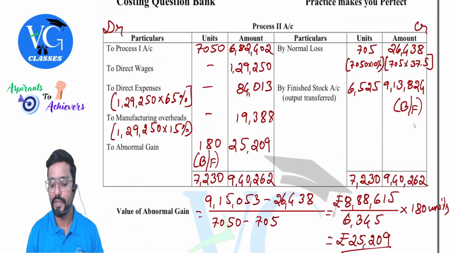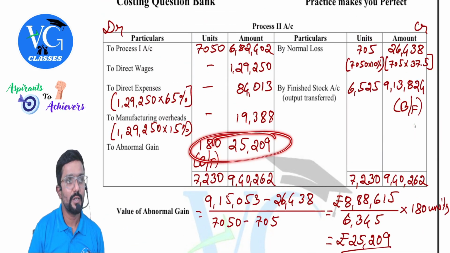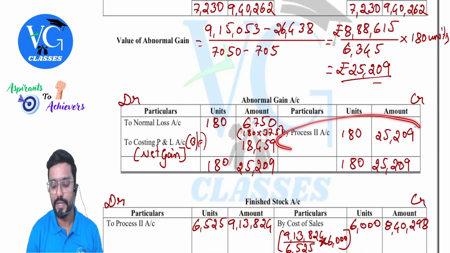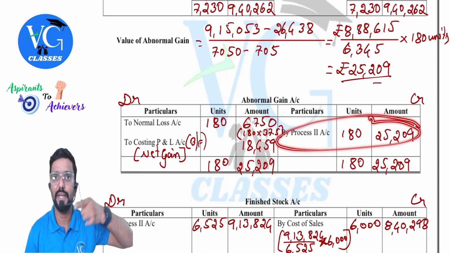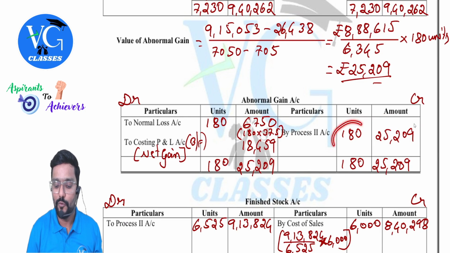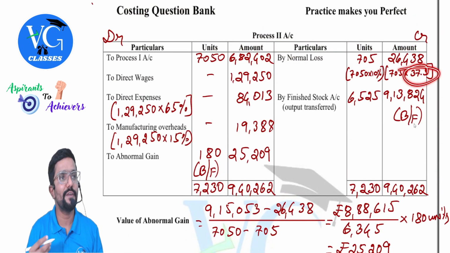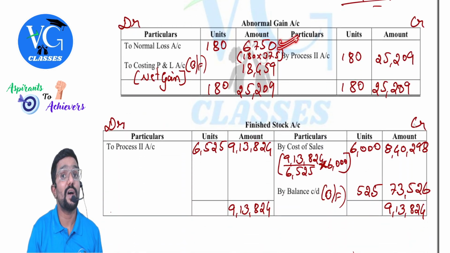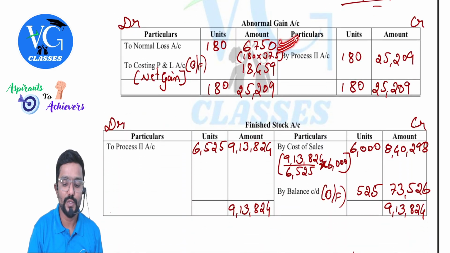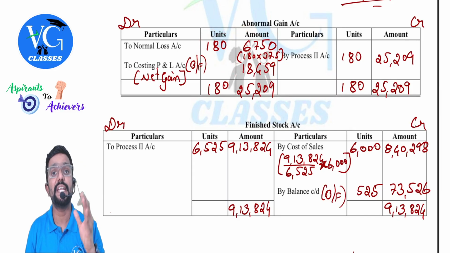Sir, first receive it: 180 units at 25209. Receive it on the credit side, because there it is debited, here it would be credited. Now, for 180 units, will I get a scrap value? No, it is a loss. So for 180 units, 37.5 I am losing. So it is like a loss. So record it. Remaining whatever is there is called net gain.